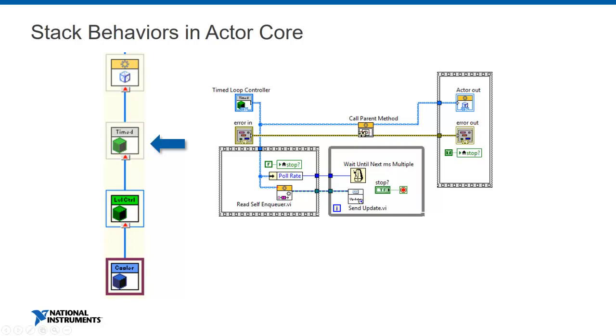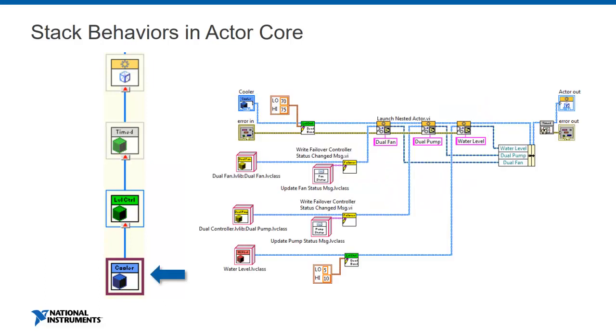So that's one way to give your actor more functionality, is to use inheritance. You can also do aggregation, right? Or composition. So you can take your actor, and if you remember the actor tree, we had nested subactors. Here we have a cooler, which inherits from timed loop and level controller, but it also adds some functionality because it adds a dual fan, a dual pump, and a water level. And it's launching all these as nested actors. So anytime you launch an actor, whether it's a nested actor or a regular actor, you get back an enqueuer. And so you hold on to that, and that is what you use to talk to it.